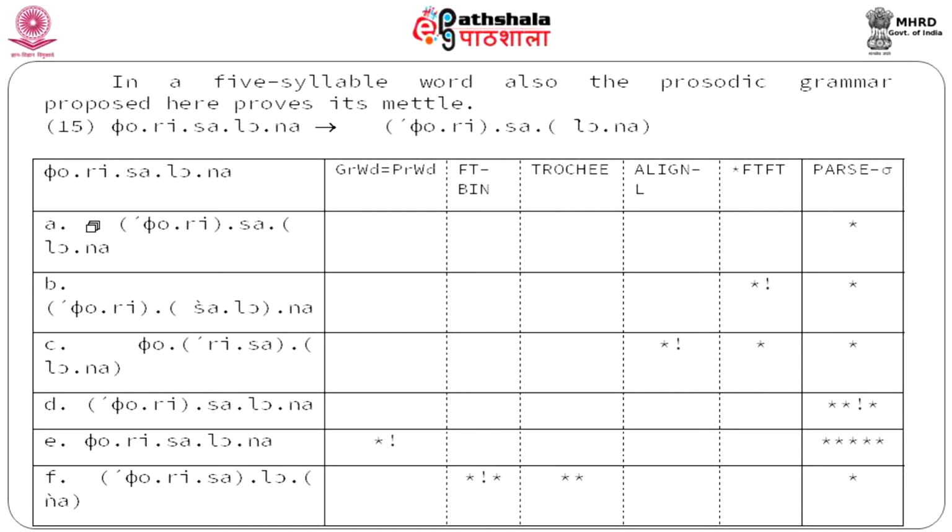The candidate in B violates align L. The leftmost syllable is left unfooted. The third form violates foot binary because you have one foot which has one syllable only, and also the fact there's trochee and the fact that there are 2 feet adjacent, and so on.